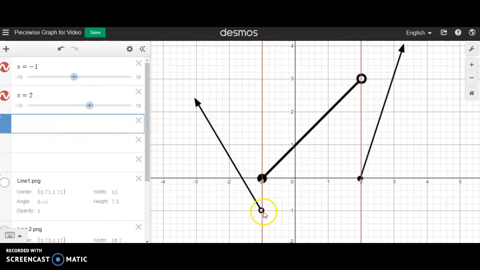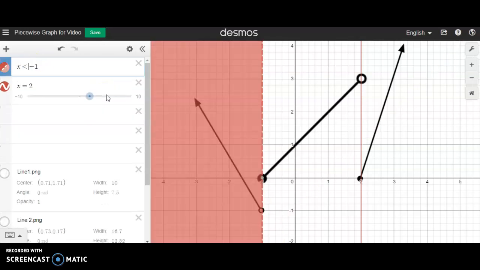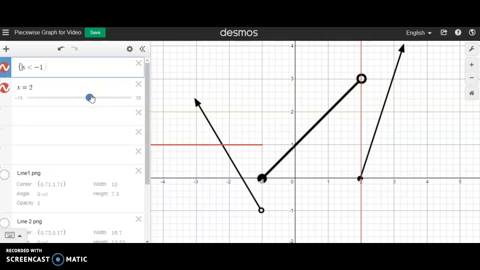Right here we are looking at x less than -1. That's an open circle. So my domain here is going to be less than -1. I'm going to turn it into my domain by putting parentheses on it, and we'll move it out of the way. So there is my domain right there. It is showing you from this point down. I need to find the equation of this line.